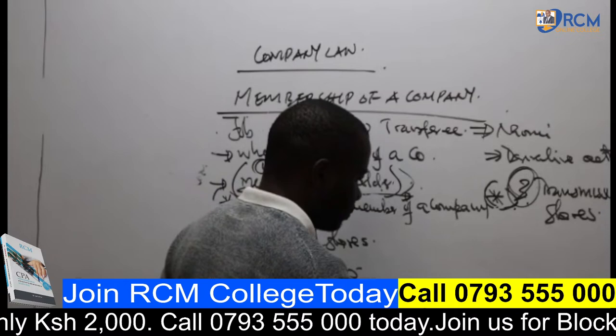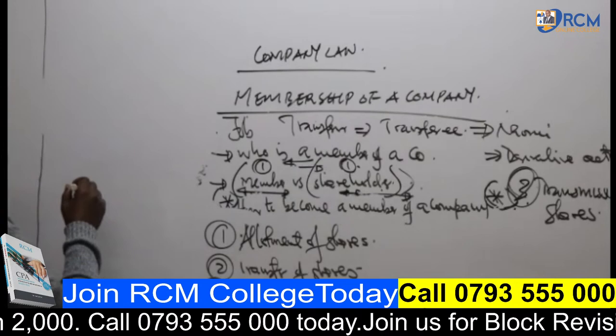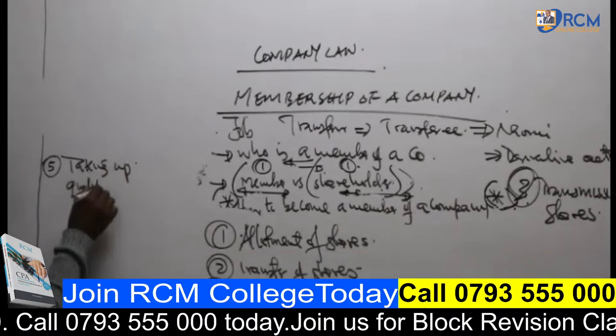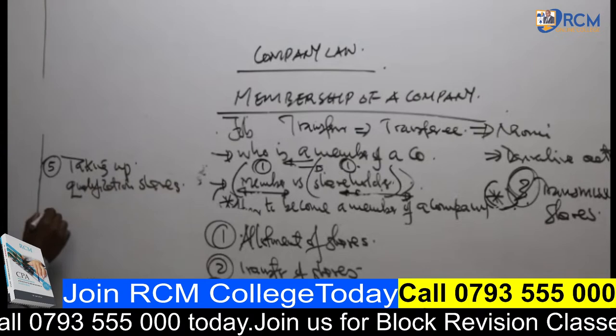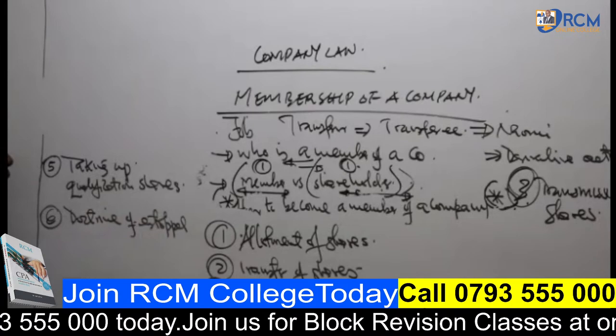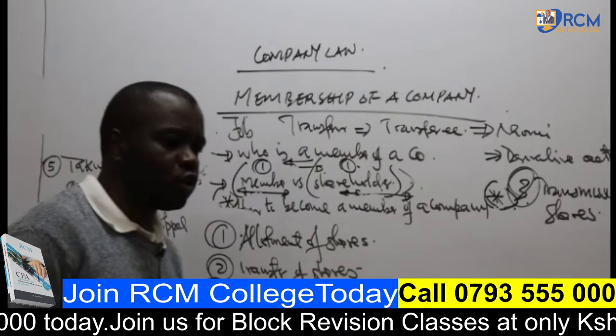Number five, you cannot see there, so maybe I can write it here. Taking up qualification shares. Number six, through the doctrine of estoppel. So those are the ways through which you can actually become a member of the company. You'll find yourself actually being called a member of the company. So you can explain them one by one.